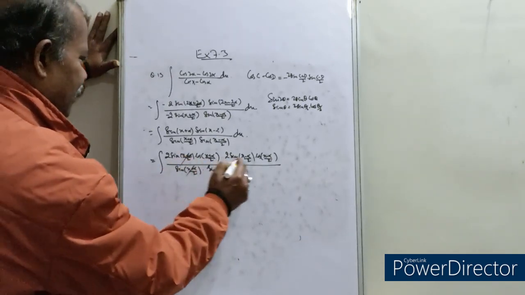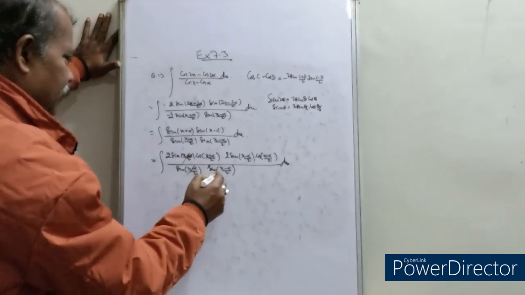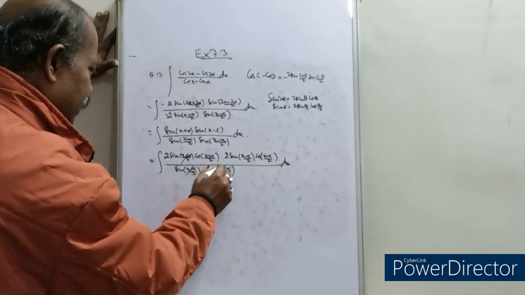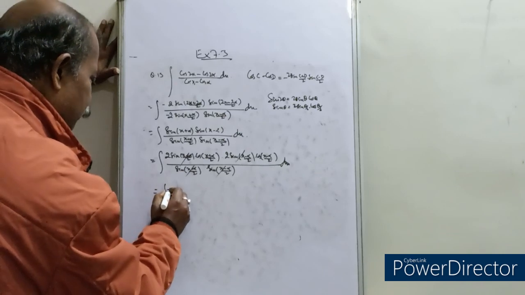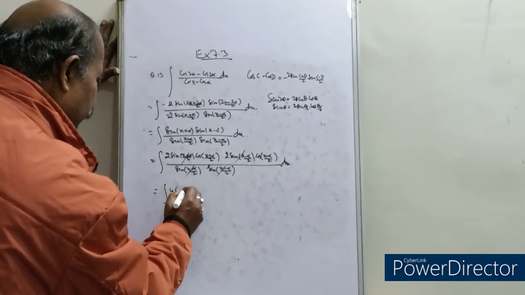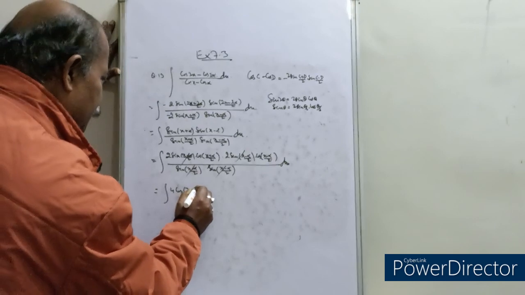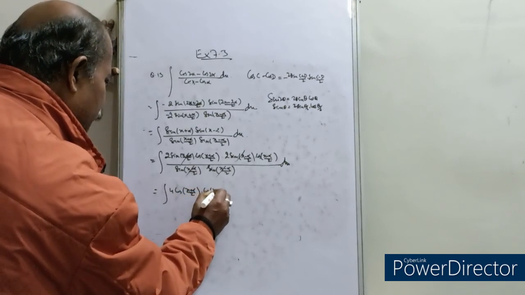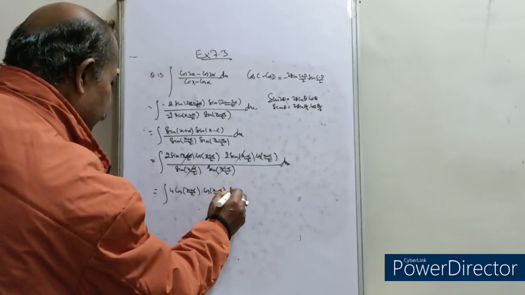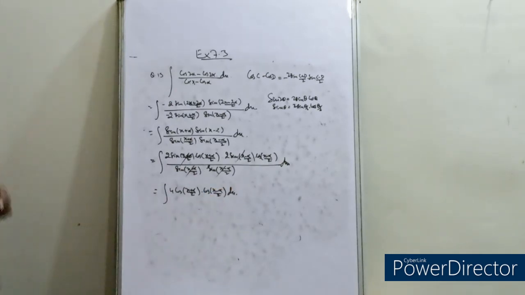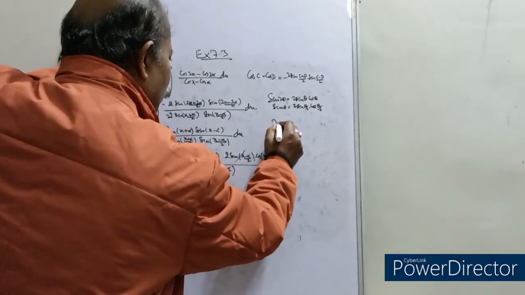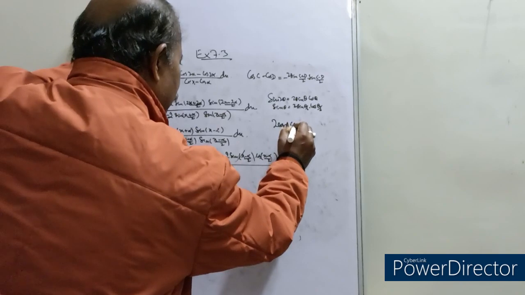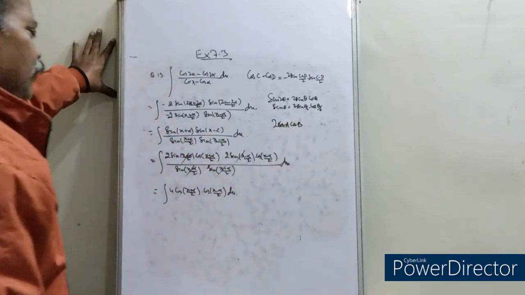So here this and this cancel out, and this and this cancel out. So the answer comes out to be 4 cos (x plus alpha) by 2 into cos (x minus alpha) by 2 dx. Here again I am going to use one more identity, the 2 cos A cos B formula.